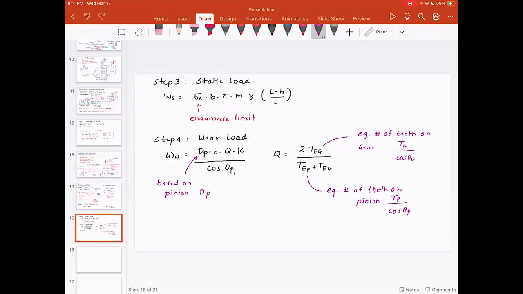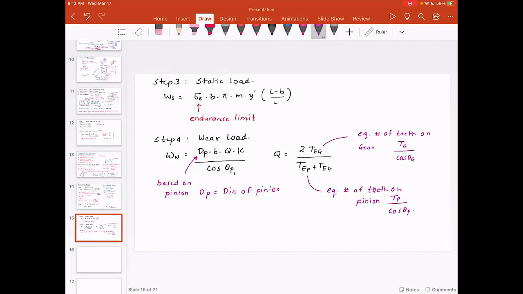So dP is the diameter of the pinion, and the K factor is found similar to the Spur gear. So, any questions on the design process? As you can observe, the design process for the bevel gear is derived from the Spur gear design.